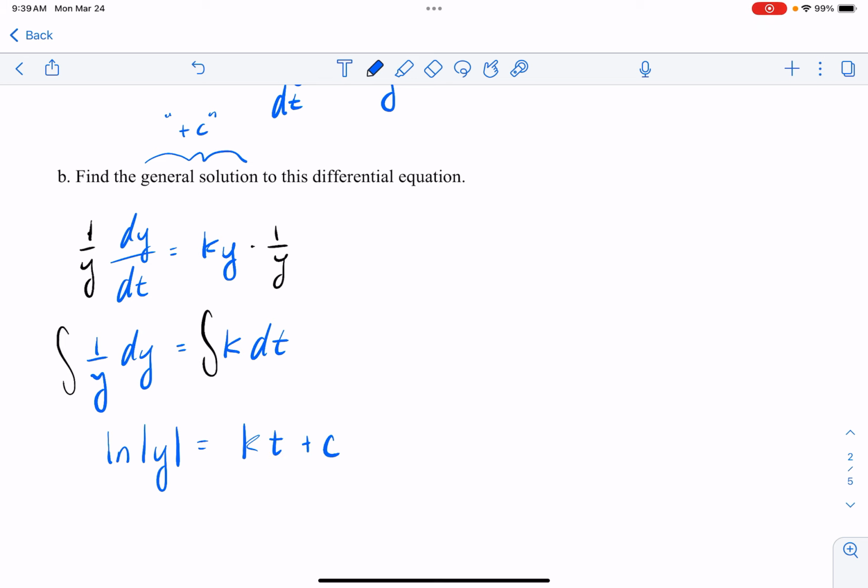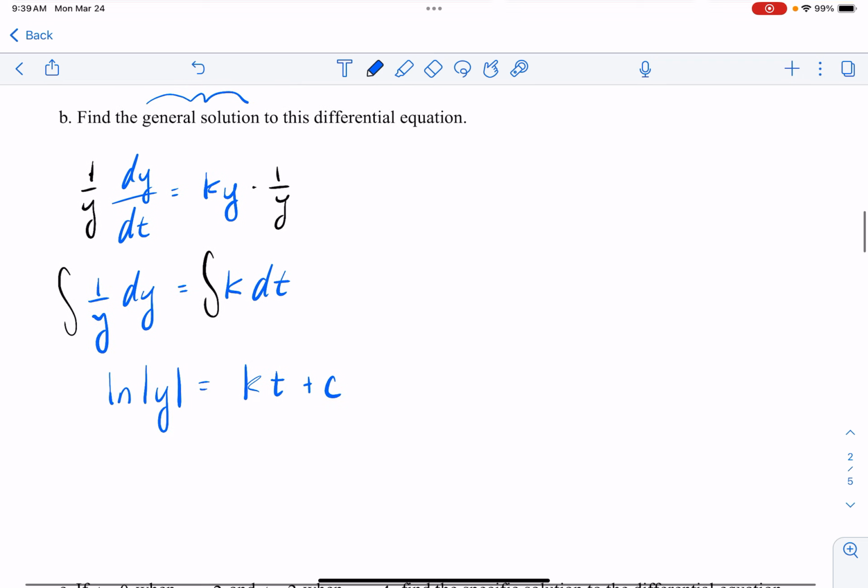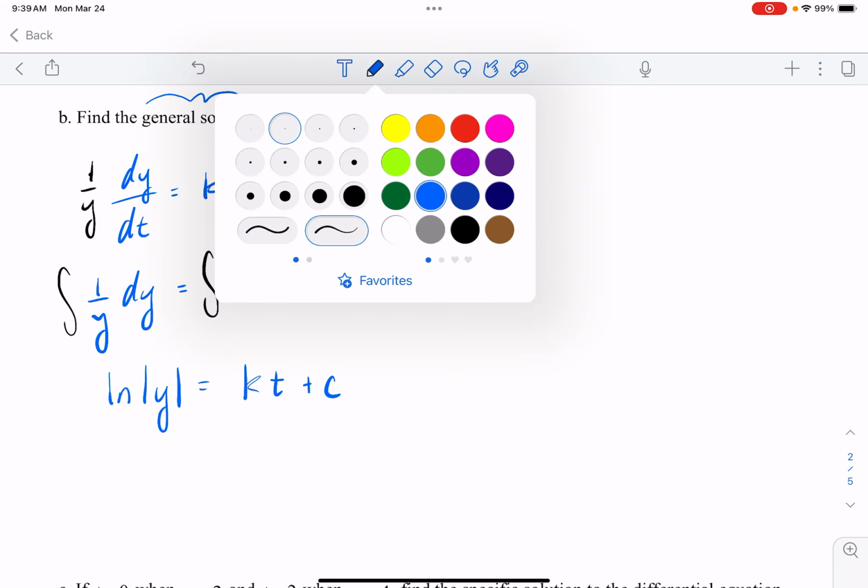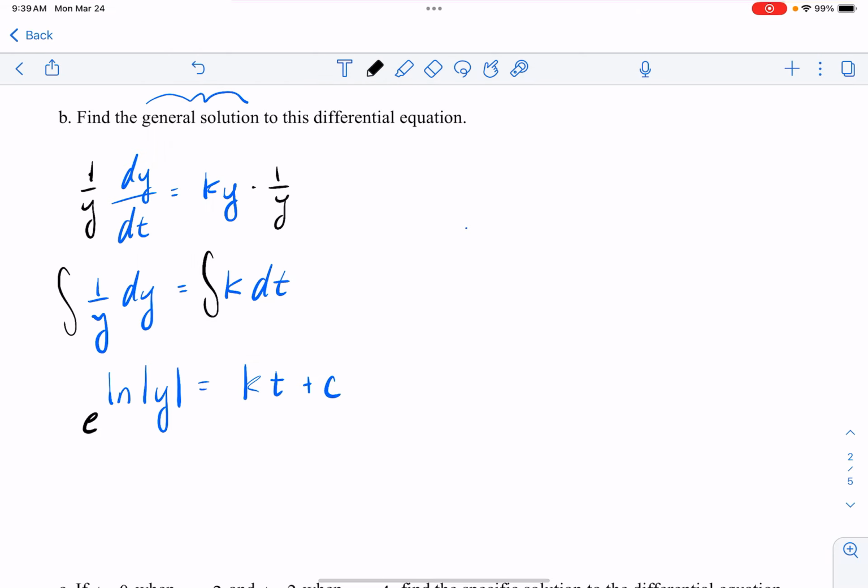We're just using the power rule there, right? The integral of 2 is 2x. The integral of k is kx, or kt. All right, so the way that we get rid of that natural log on the left side, because what we're trying to do is get y by itself, we're going to raise both sides to the power of e. So on the left side, we're just left with y.